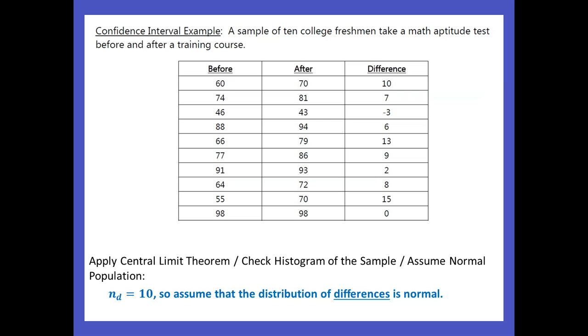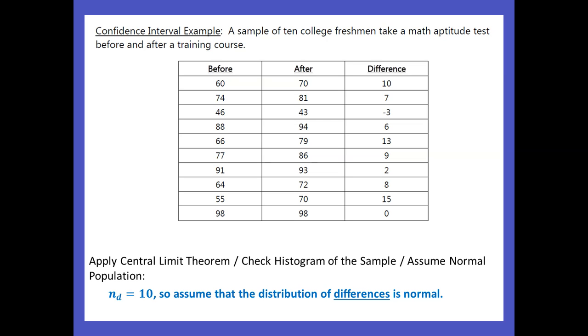But if we're going to treat the difference like it's the variable, we have 10 differences, so n sub d is 10. That's pretty small. That's one where we certainly can't apply the central limit theorem, and that's too small to look at a histogram. So in order to go forward, we're going to have to assume that the population is normally distributed.